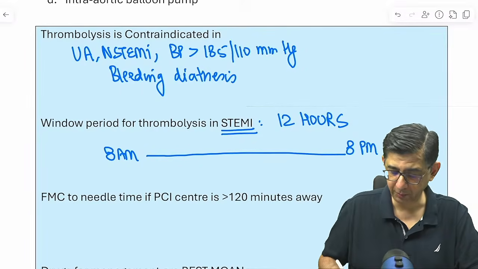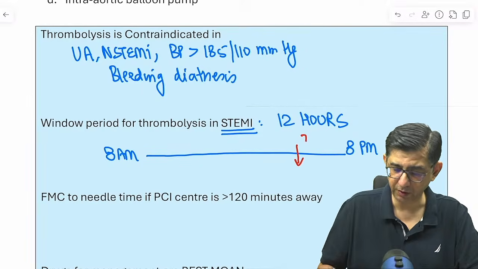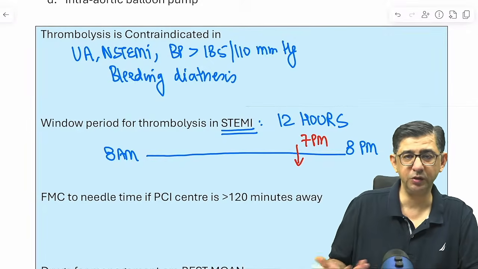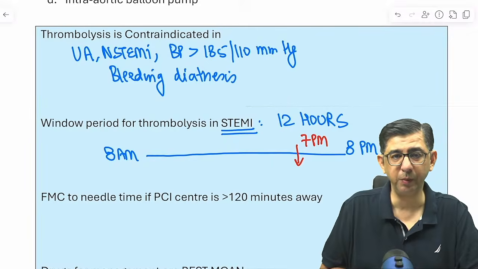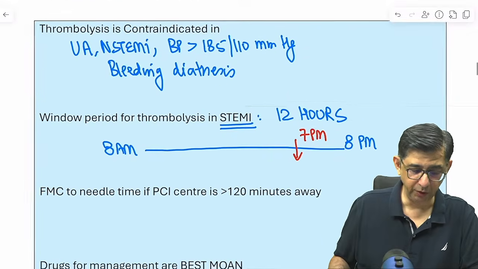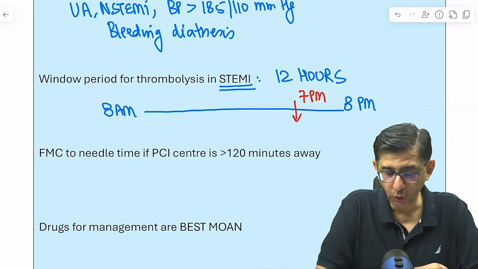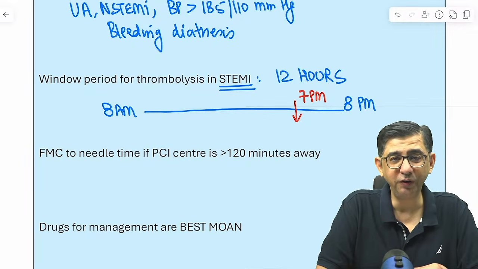Suppose the patient came at, let me say, 7 PM. So we have to start thrombolysis obviously as early as possible, preferably within 30 minutes. So that is what you are trying to say. The point for myocardial infarction is, no, that is totally separate.